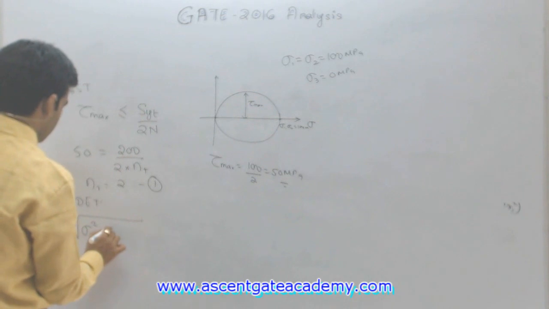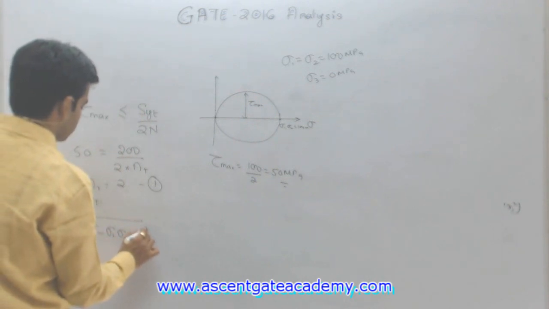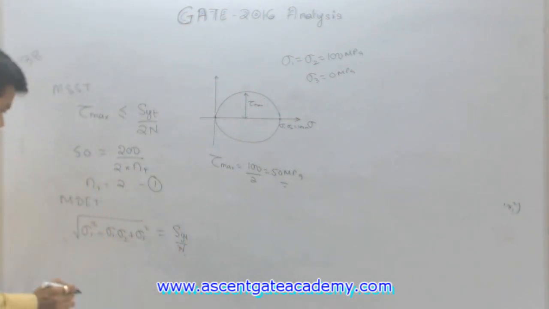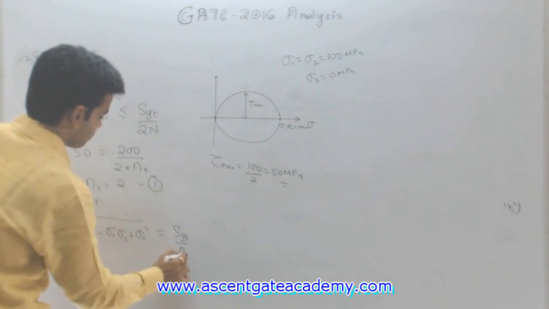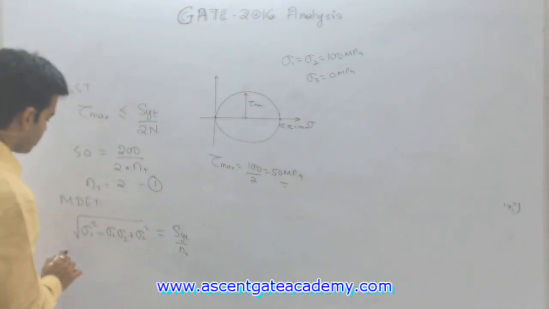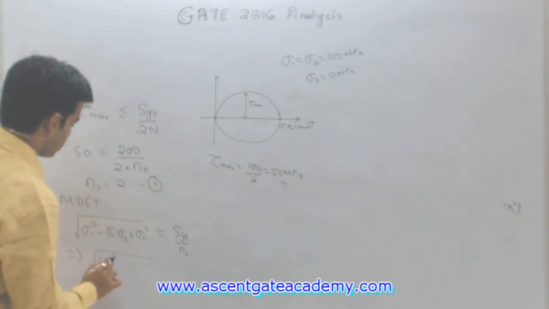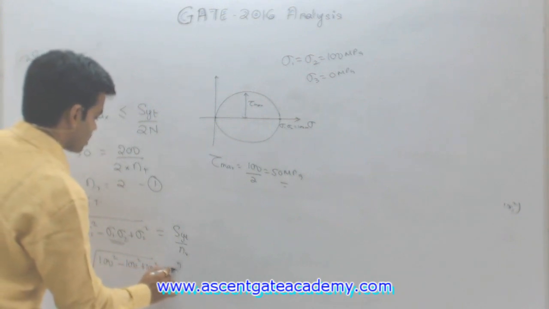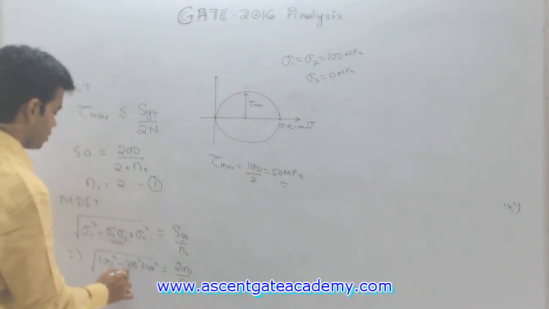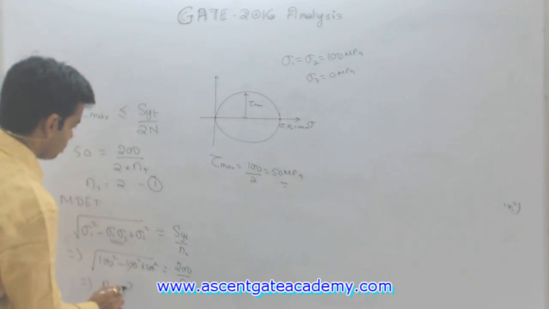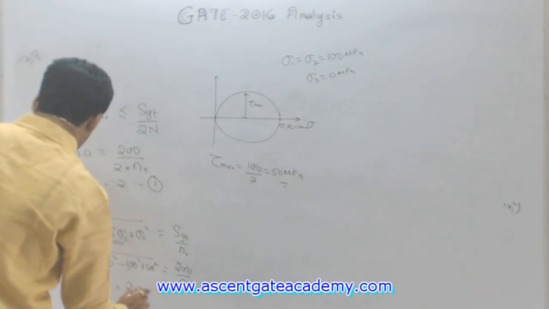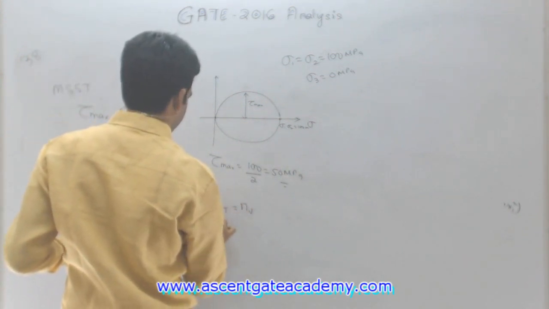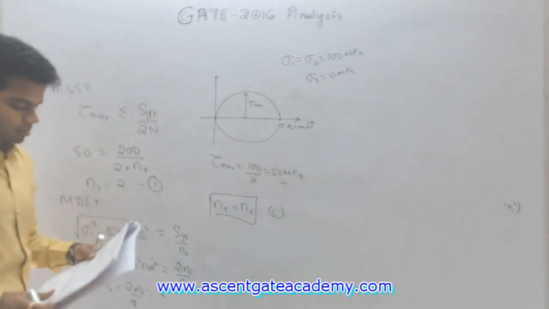Similarly, according to maximum distortion energy theory, what does it say? Under root of sigma 1 square minus sigma 1 sigma 2 plus sigma 2 square is less than or equal to SYT upon N, and N here is NV. Getting this or not? So from here we get under root of 100 square minus 100 square plus 100 square is equal to SYT, which is 200, upon NV. So NV will be equal to 200 upon 100, which is equal to 2. We have to determine the ratio, that means NT here is equal to NV. So the answer is C. That's it.